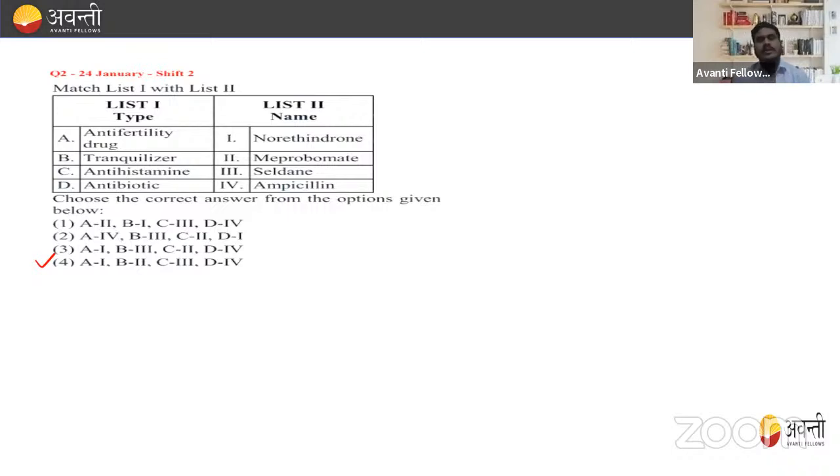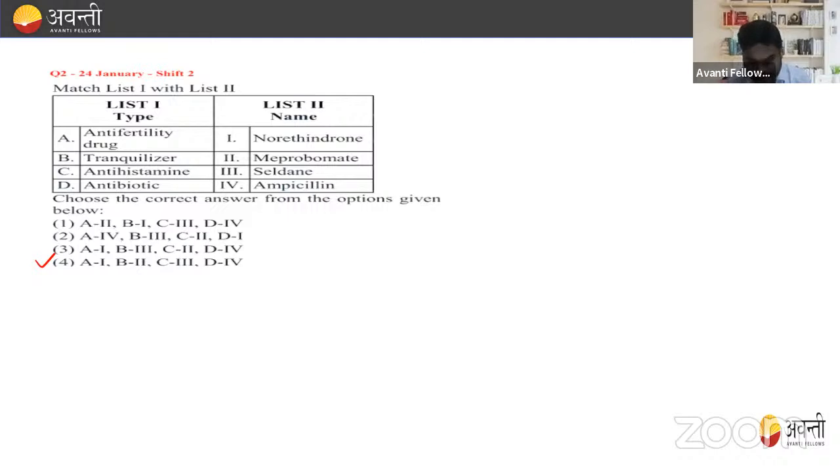So what are anti-fertility drugs, beta? Anti-fertility drugs are basically used to control pregnancy. If I'm talking about tranquilizers, tranquilizer means what? If some person is suffering from mental disease or mental stress, then for this we use which drug, beta? Tranquilizer. So try to learn these tranquilizers.